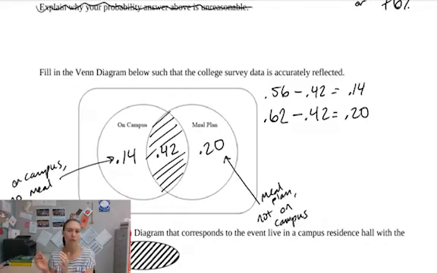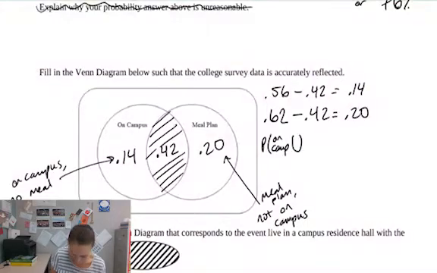So I don't want to count those 42% of the people twice, which is why we subtract it once. So the probability of on-campus or union meal plan can be found in two different ways. We saw it found with the formula above.